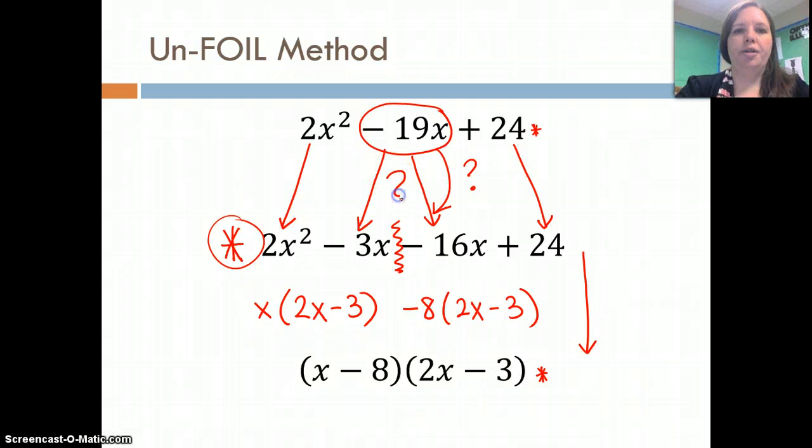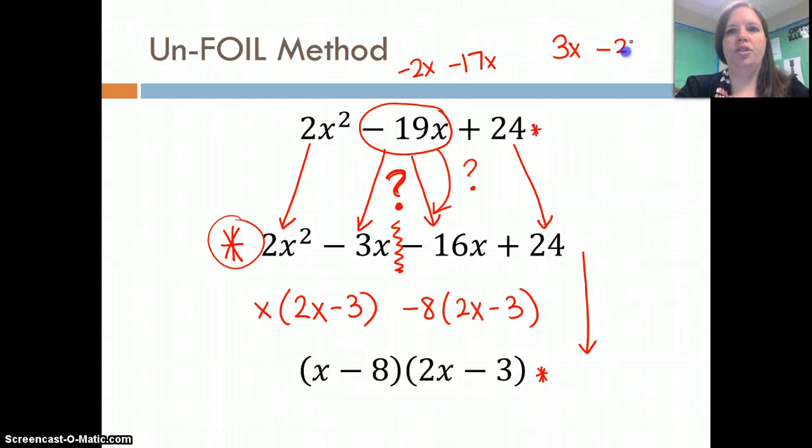Now, there's where your big question mark becomes: how do I get that value? Negative 3x minus 16x is still negative 19x. That's still the same value. But how did I know to make it negative 3x and negative 16x? Why didn't I make it negative 2x and negative 17x? Why didn't I make it 3x and negative 22x? Why didn't I make it some other combination? They're still equal, but why didn't I make it a different combination of values?